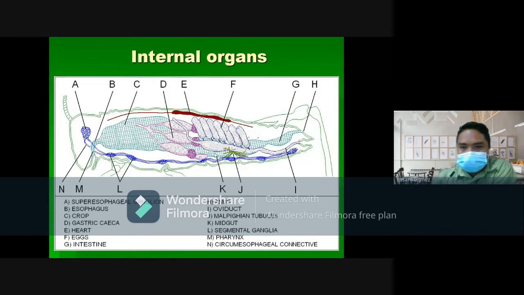Malpighian tubules. And this one also is what we call the midgut. Midgut. This is what we call the segmental ganglion. And this one is what we call the pharynx, the insect's mouth. Then next is the pharynx and then the esophagus.